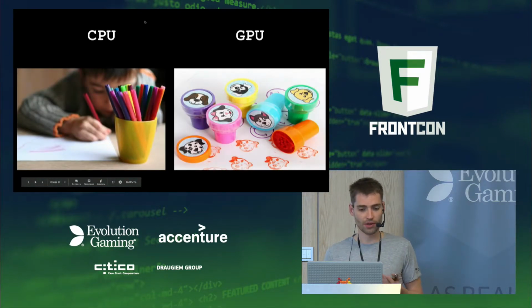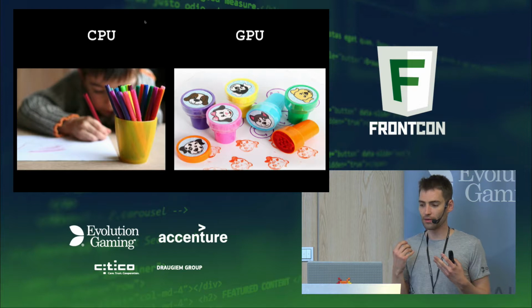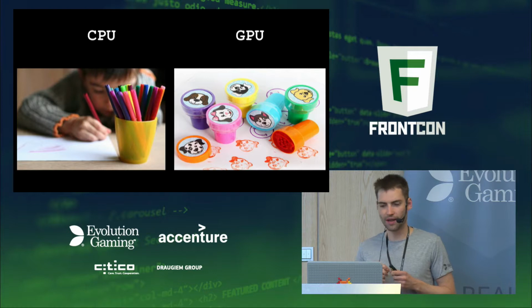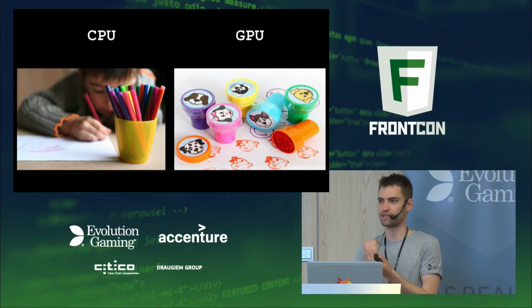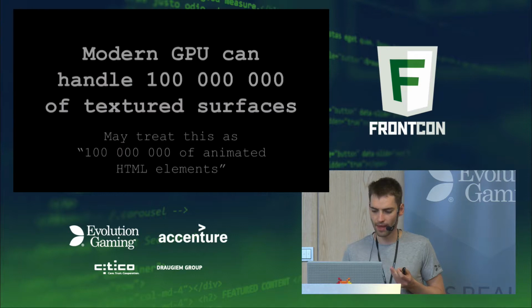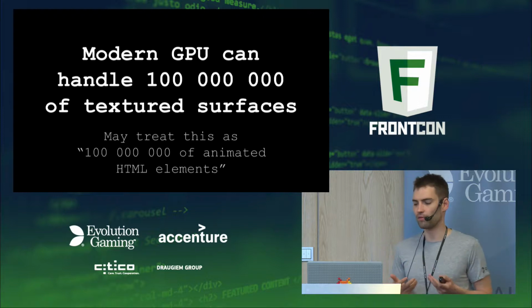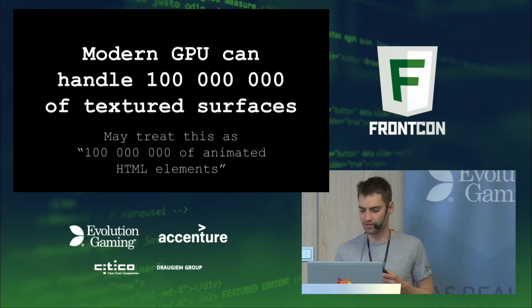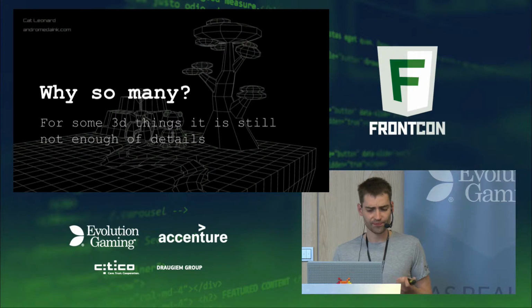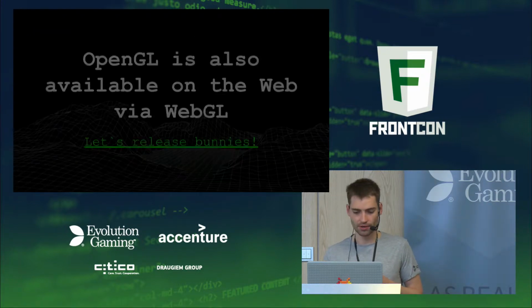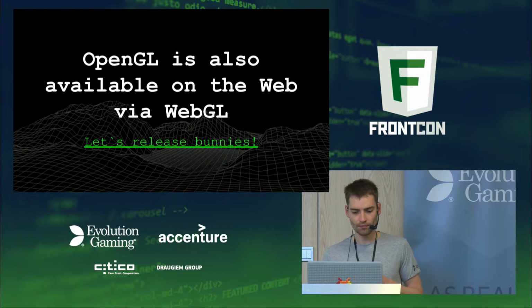Our lesson learned was that the CPU is like a hard-working kid, trying to draw every line and make it nice, thinking about every pixel, and the GPU is like a stamp. Just put in stamps, put in stamps. Modern GPUs are amazingly powerful, and they can handle millions of textured surfaces. You really need a lot of polygons to display photorealistic images in games and some other applications.